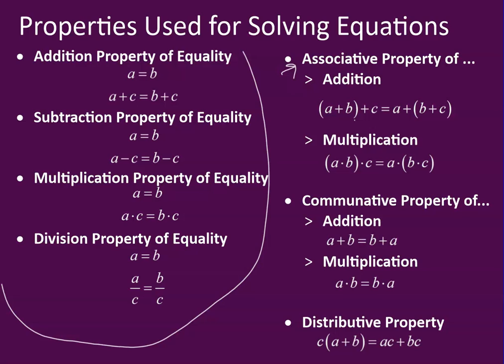We have the commutative property of addition or multiplication. This is where we can change the order of things that are being added or multiplied. And then we have the distributive property, where we take a number that's outside of parentheses and multiply it to each of the numbers on the inside of the parentheses. And that's the distributive property.